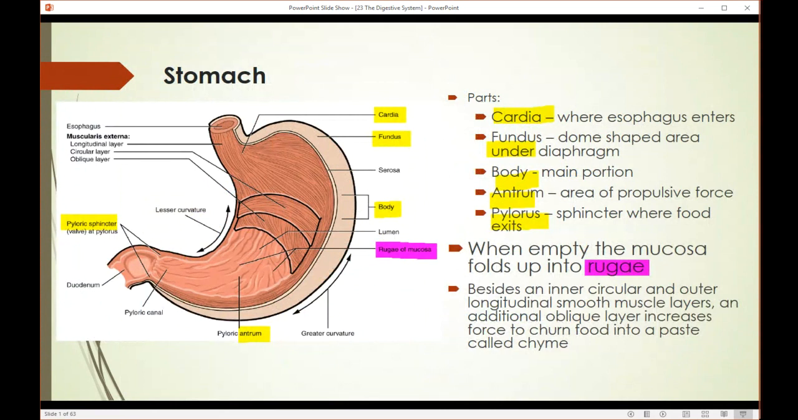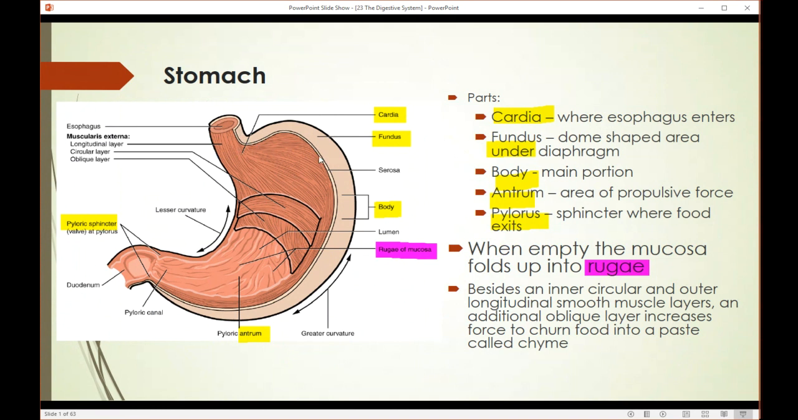So this is our stomach, okay? So here you can see those 3 layers of muscular tissue that I talked about. You have your longitudinal, your circular, and your oblique layer, okay? This is the cardia right here. This is where our esophagus enters.